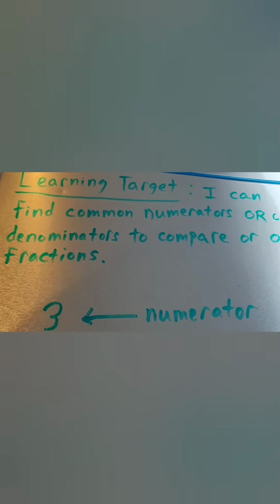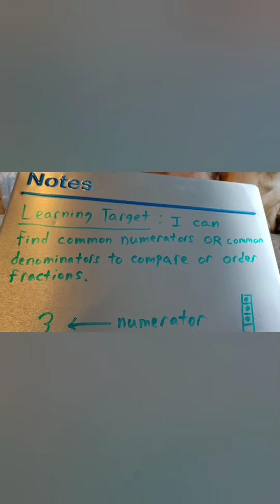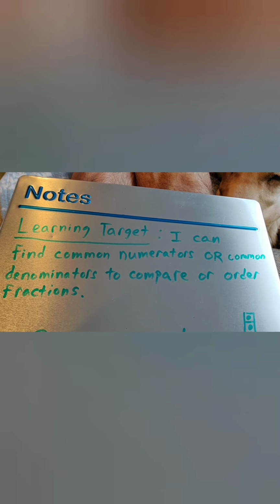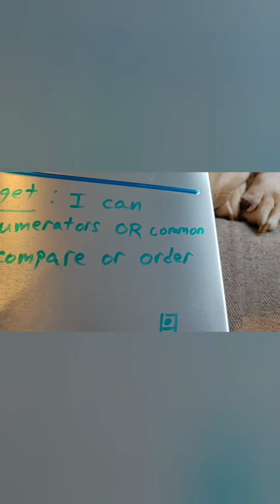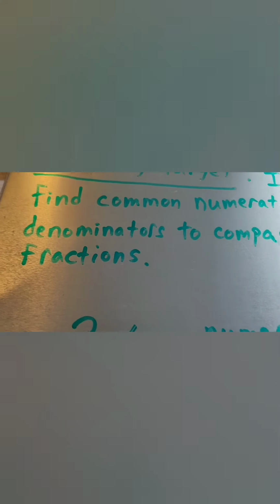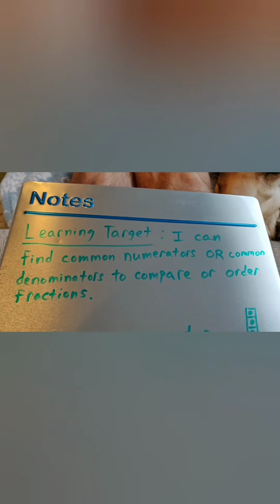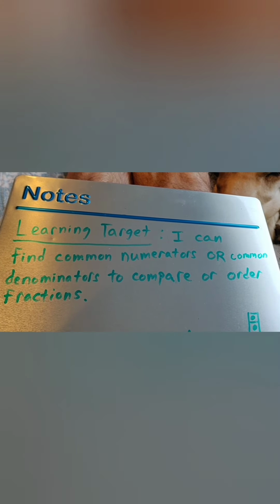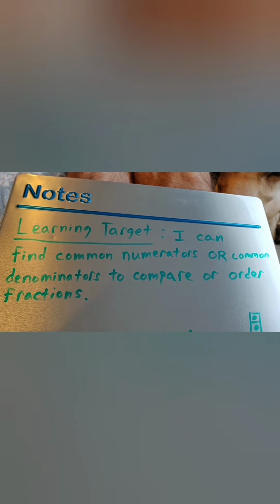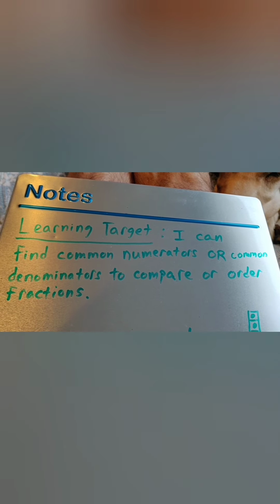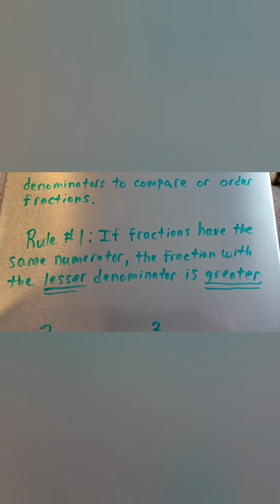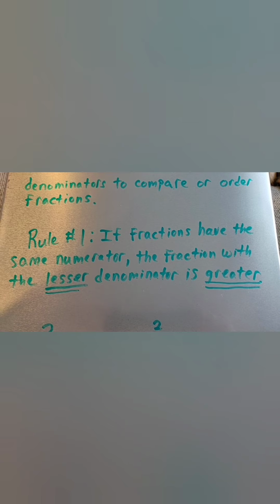Or I can order the fractions. And when I say order the fractions, it doesn't mean call up Uber fractions and have them delivered. It means I can put the fractions in order either from least to greatest or greatest to least. So we're comparing them. We're talking about 2. If we're ordering them, we're talking about putting 3 or more fractions in order from least to greatest or greatest to least.